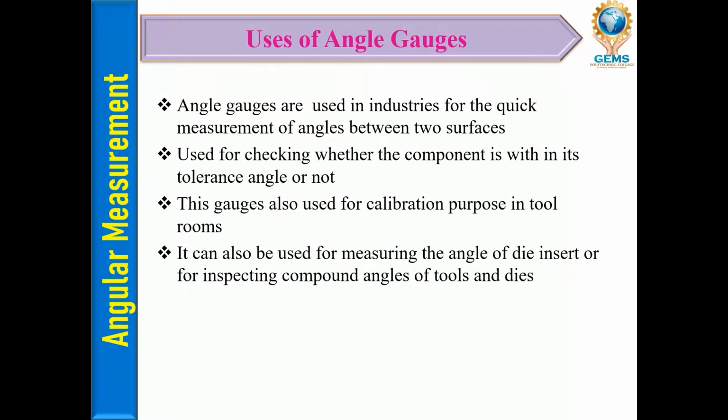What are the uses of angle gauges? The angle gauges are used when we have to measure any angle accurately. What is the purpose of the slip gauges? We are calibrating instruments like micrometers and other things. If you want to measure accurately, then we use angle gauges. Angle gauges are used in industries for the quick measurement of angles between two surfaces.